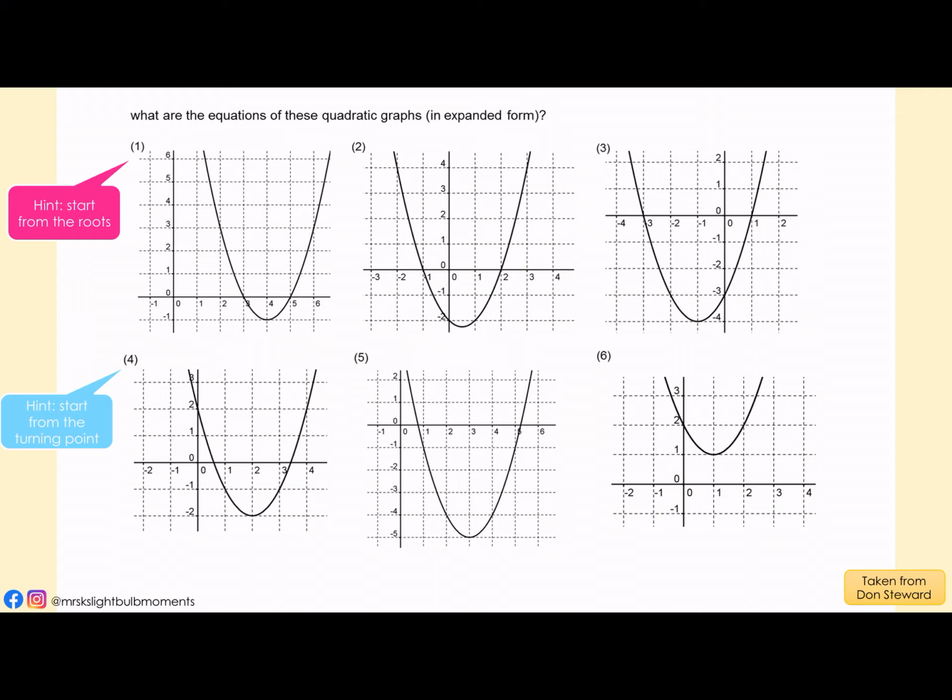Try question 1 and question 4 because they're slightly different. If you have time, try some of the rest, but I'm just giving you a minute or so. Question 1 and question 4.